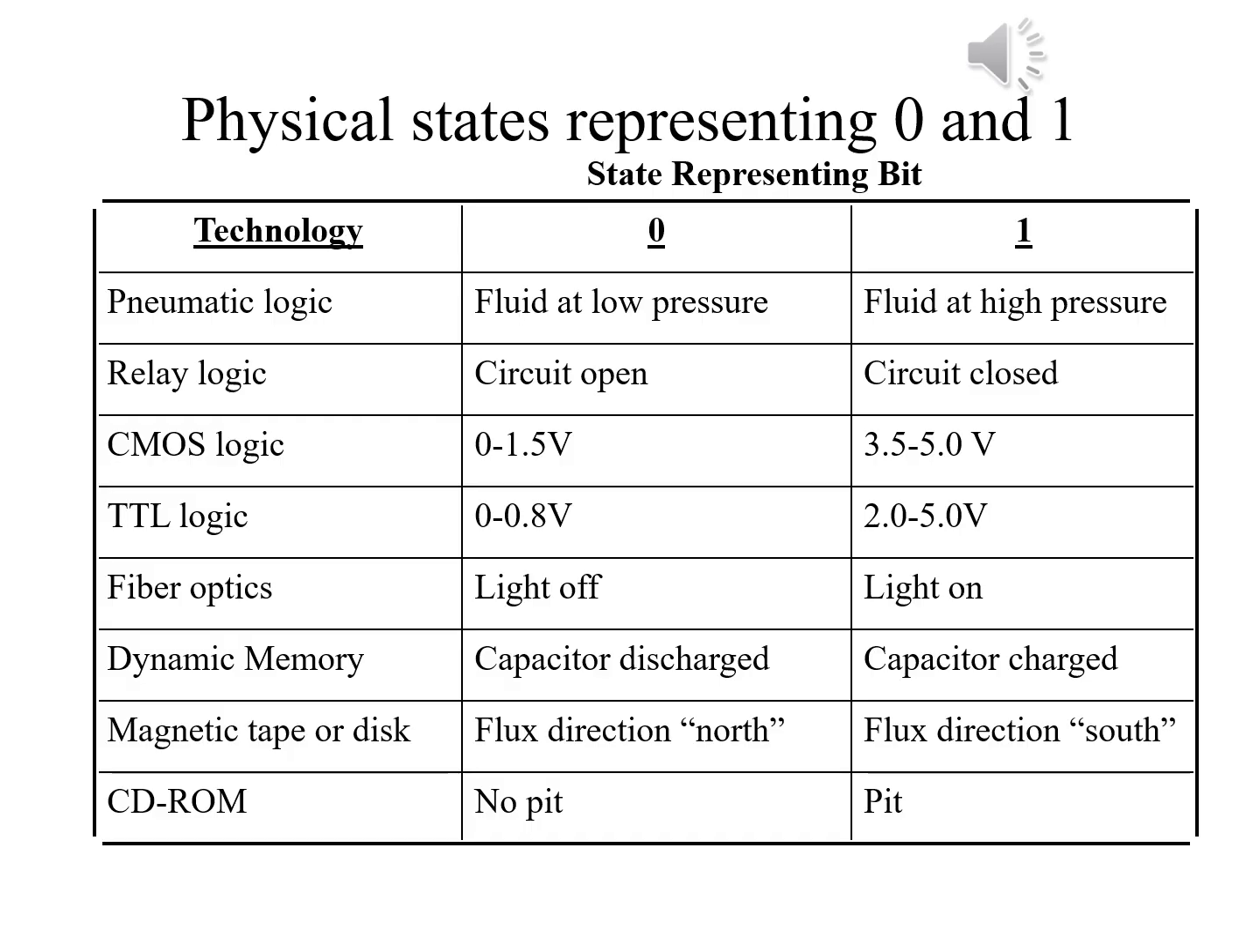In fiber optics, 0s and 1s are represented by light off and light on, respectively. Similarly, in dynamic random access memory, they are represented by a capacitor discharged or charged. Magnetic tape and magnetic disk use the magnetic flux pointing toward the North Pole for 0 and flux pointing toward the South Pole for 1. Compact disks used no pits for 0s and pits scattering the light for 1.